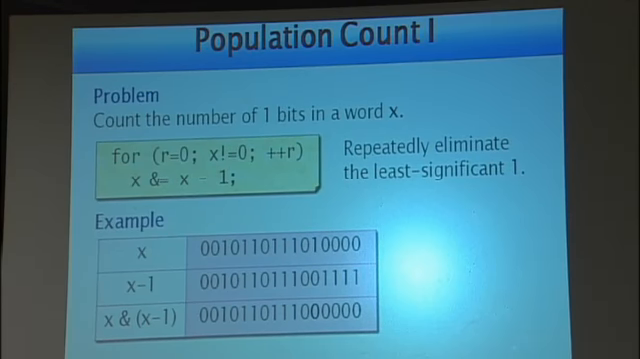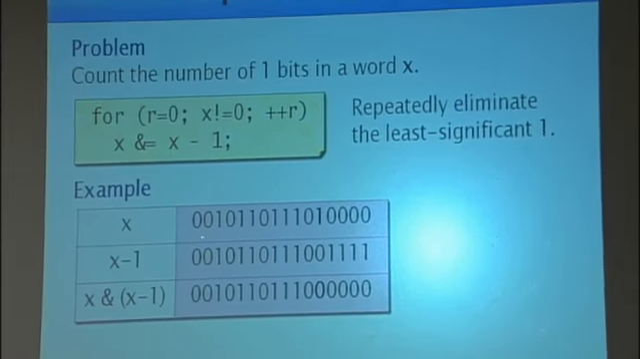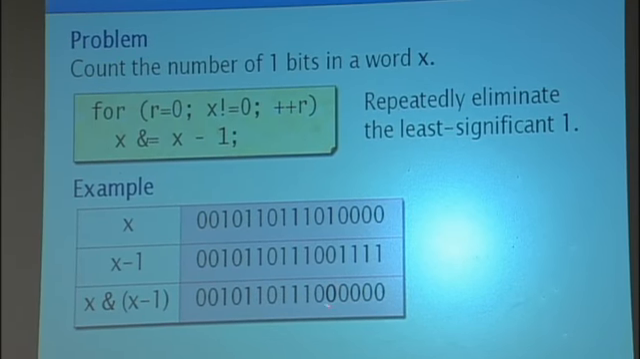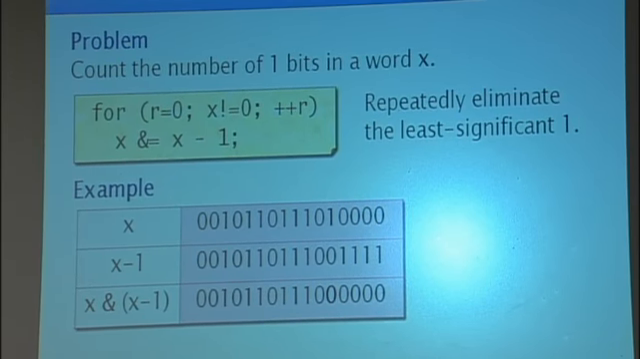And now if I AND them, it's very similar to the other trick that I taught you. If you AND them, notice you have the same number you started with, except it's missing the 1 low order bit.